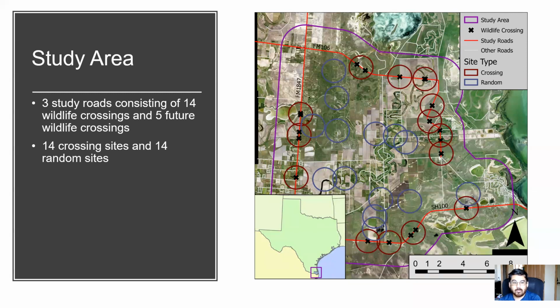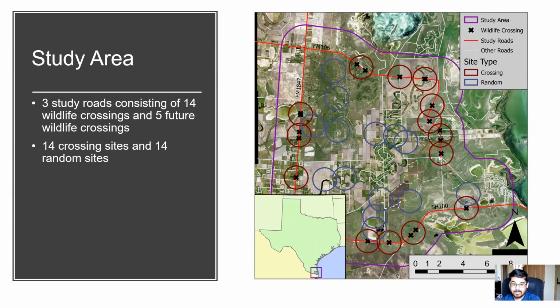These were State Highway 100, where 5 crossings were completed in 2018, Farm to Market 106, where 10 crossings were completed in 2019, and then Farm to Market 1847, where 5 crossings are currently under construction and are expected to be completed in 2022.